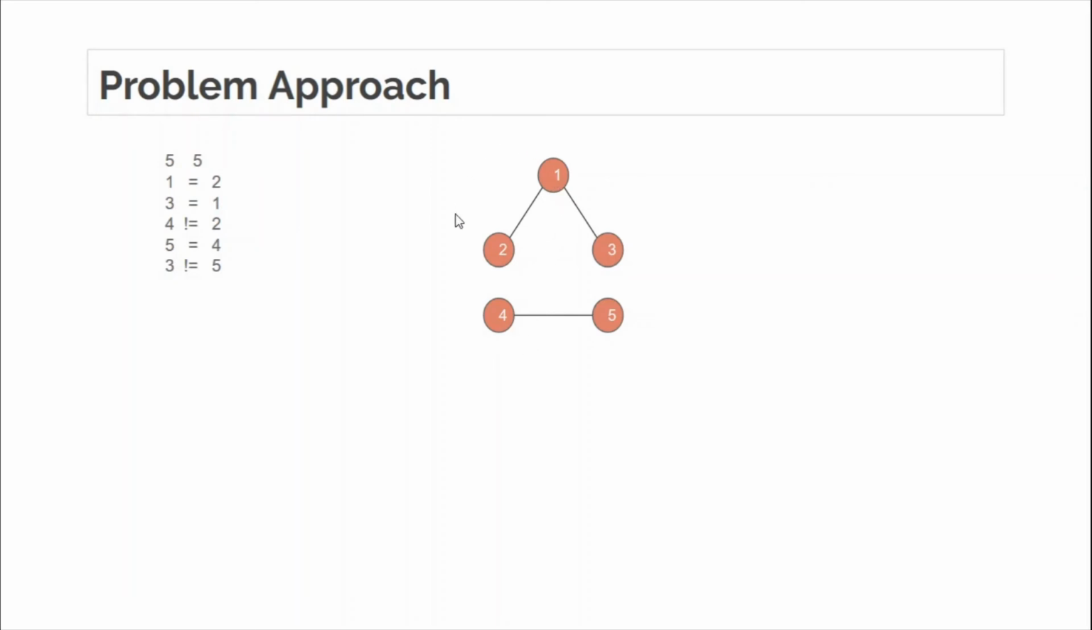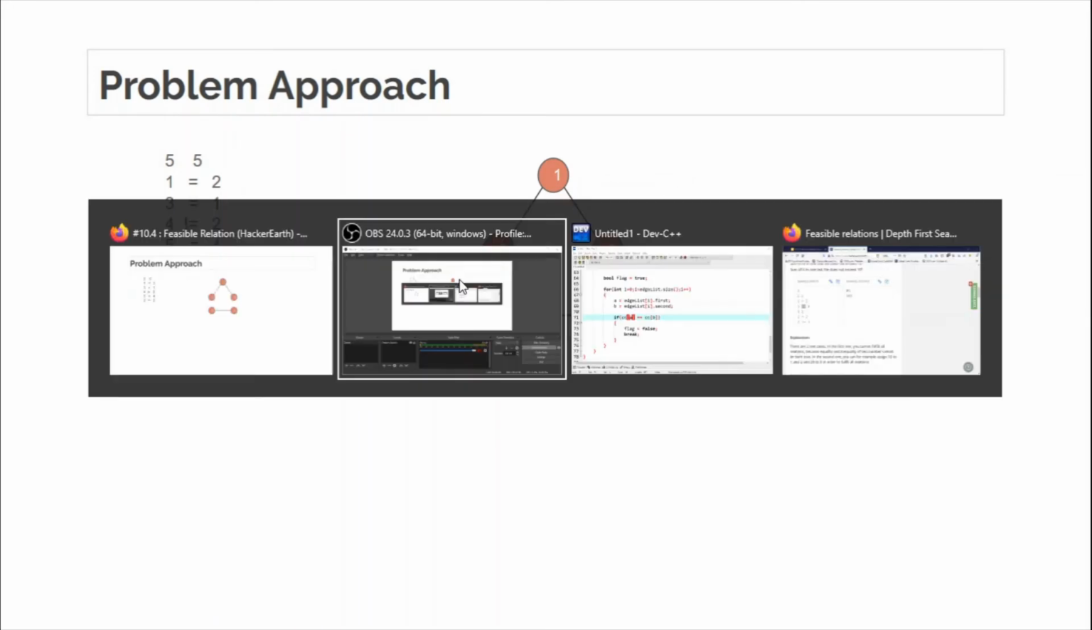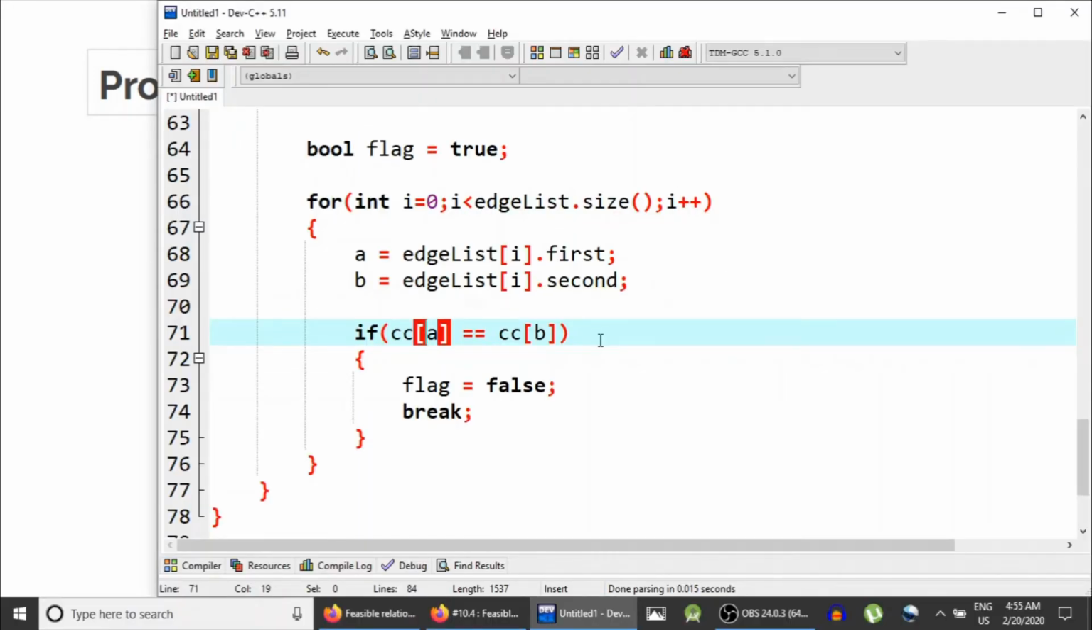If I call this whole connected component first, so this is the first connected component and this is the second connected component. So connected component of 2 is 1, connected component of 4 is 2. So 1 is not equal to 2, that is why they must be in different connected components, and hence this condition is okay. So we must know for each node which connected component it belongs to. So the CC array would contain the same.